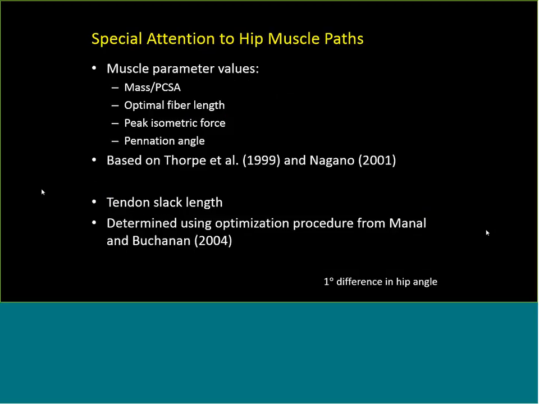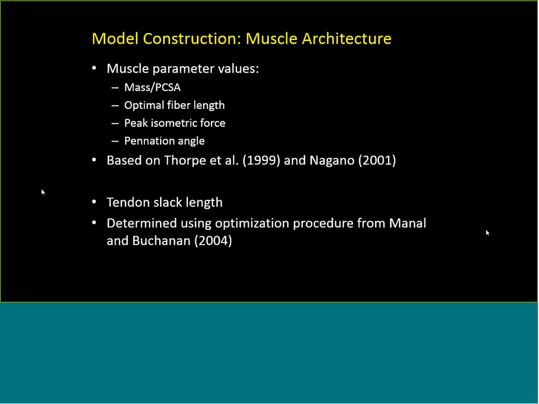There are a number of muscle model parameters that are needed to create a musculoskeletal model. And again, here there's a situation where there's not nearly as much data for chimpanzees as there is for humans, but there actually is data for chimps, whereas for many other species, these data just don't exist. And so muscle model parameters like optimal fiber length or peak isometric force were based on cadaveric dissections done by Thorpe and colleagues and Nagano et al.